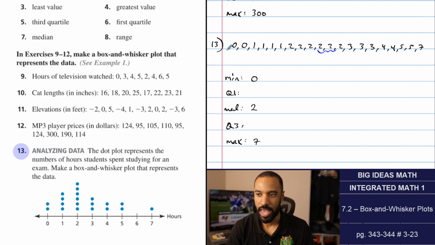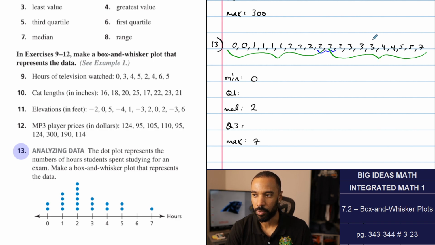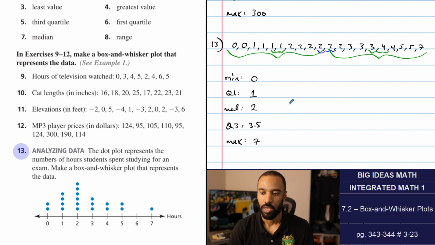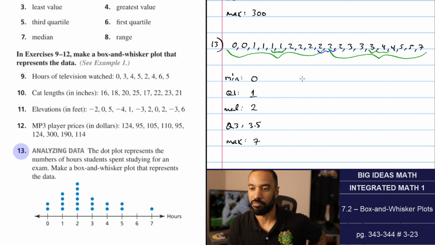Now, the lower half is the 10 from 0 to this 2, and the upper half, 11 to 20, is right here. Terms 5 and 6 represent Q1, between terms 5 and 6 here. So that's going to be 1 for Q1. And between 1, 2, 3, 4, 5, 6 right here represents Q3. So that's going to be 3.5. Now we can make a box and whisker plot off that.